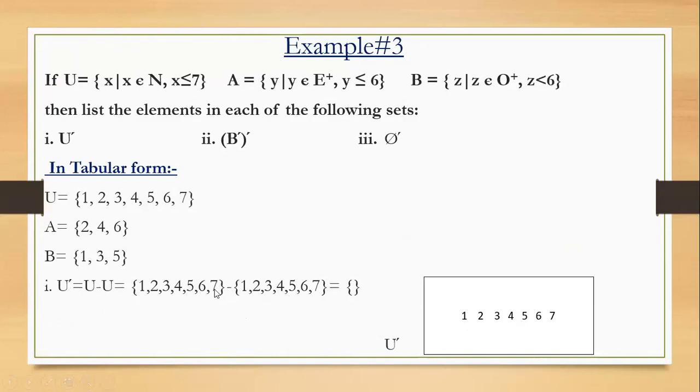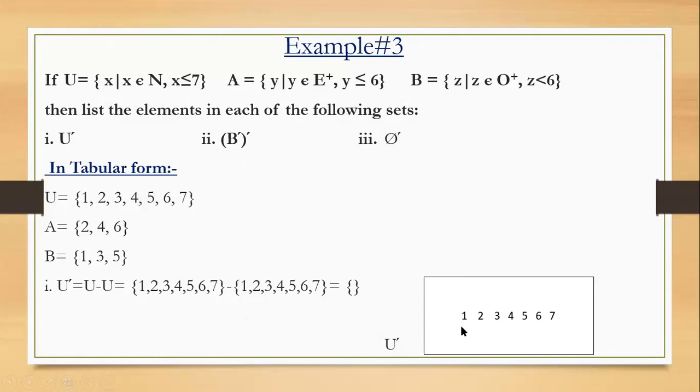Okay, when all the elements are cut, we get the answer nothing, just like 10 minus 10 is nothing. Now, how can we draw the Venn diagram? Here the question is U dash. U dash means U minus U.